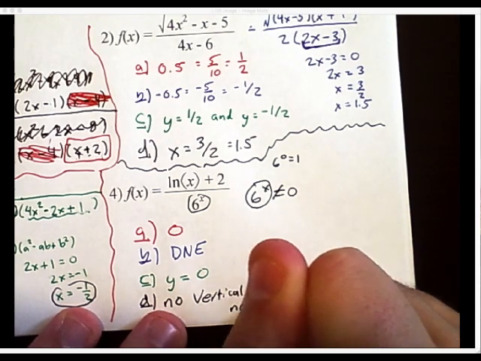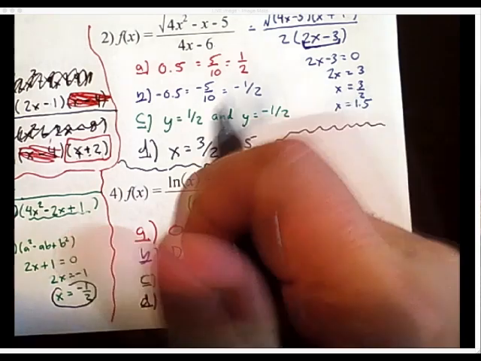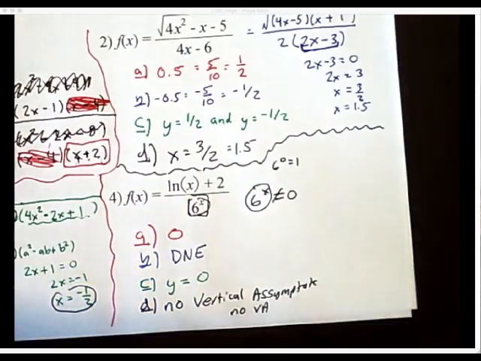Or in short, there's no VA. That thing will never equal 0. The bottom will never equal 0. 6 raised to the x never equals 0.